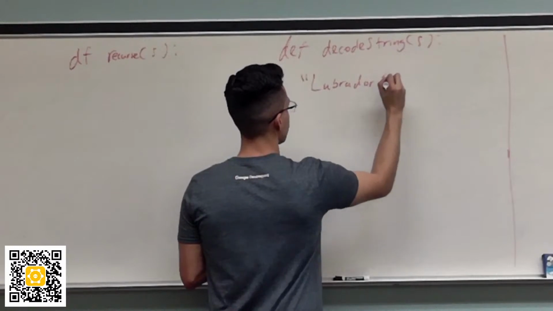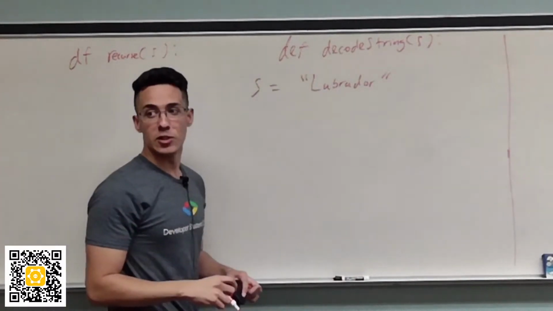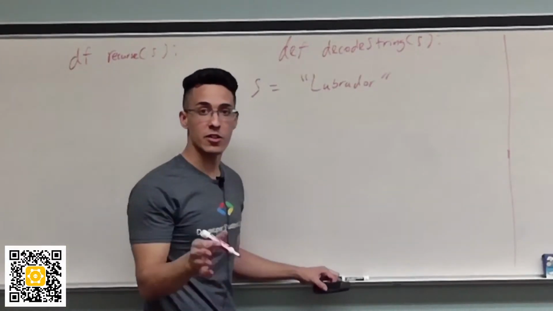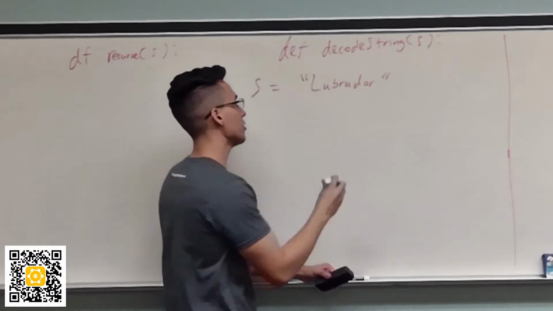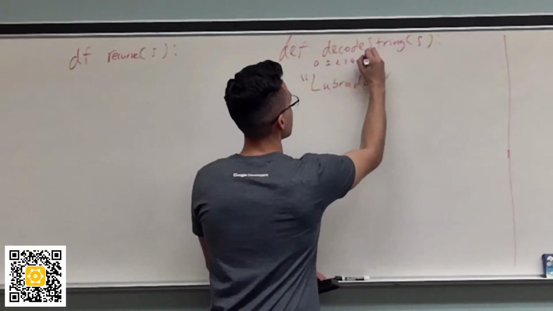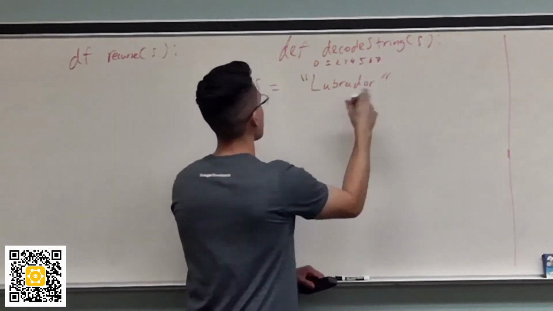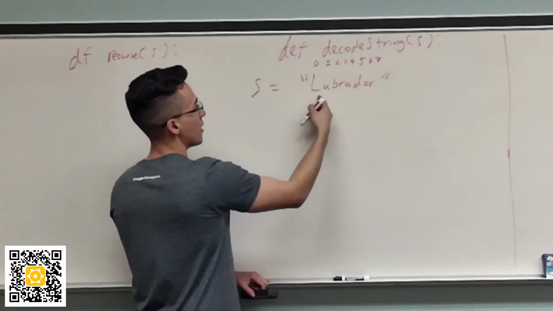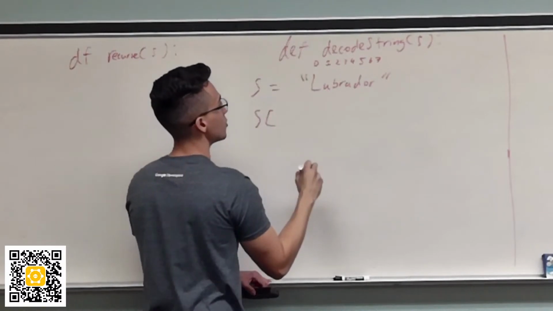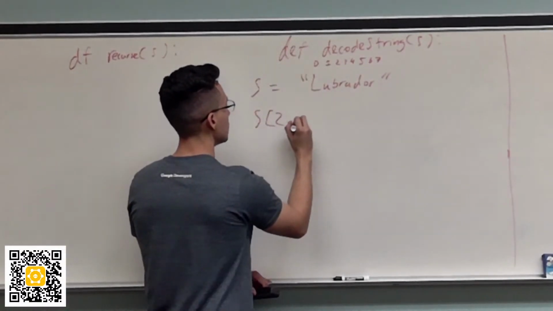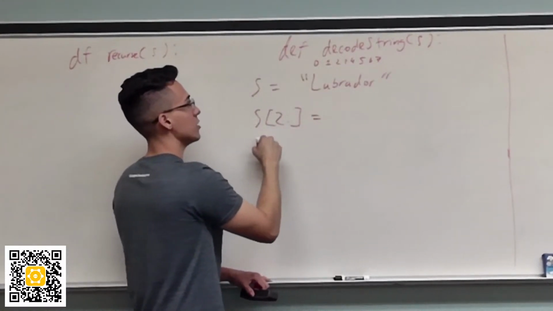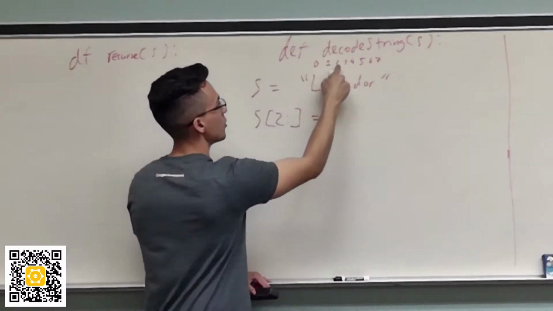Let's say the string is Labrador. It's a good dog. So I can cut it up into pieces. A string is just an array of characters. That's all it is. Each character has an index, 1, 2, 3, 4, 5, 6, 7. It has 8 characters, but it's 0-indexed. So I'll say 2. If I say something like this, it means that I want to take the string, but starting from number 2.